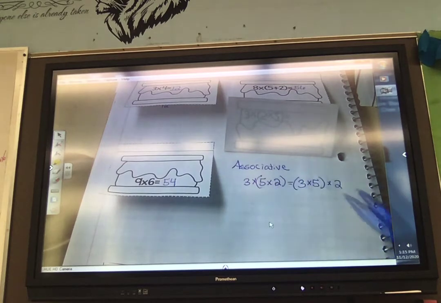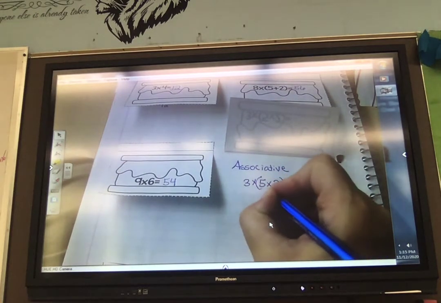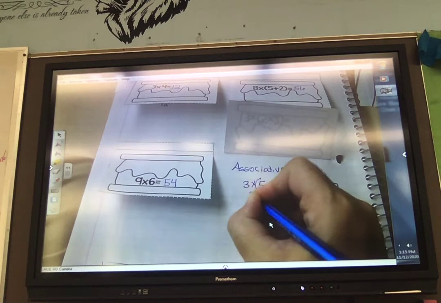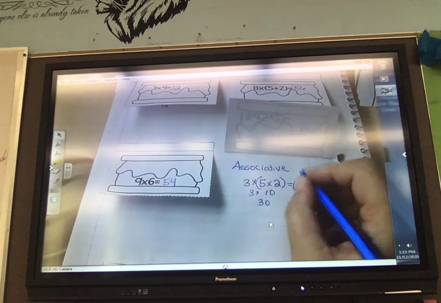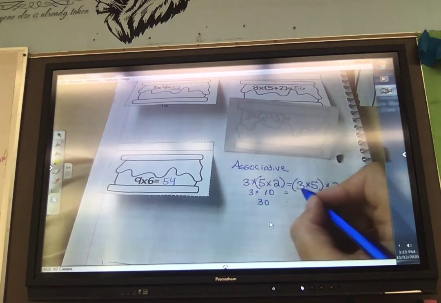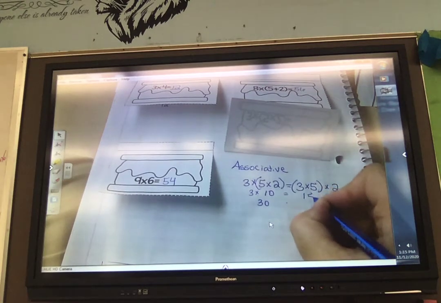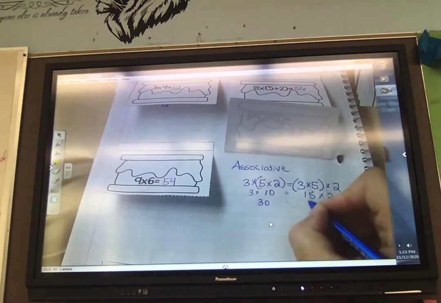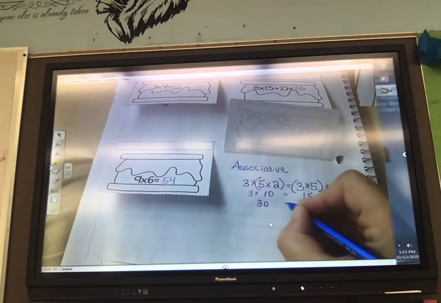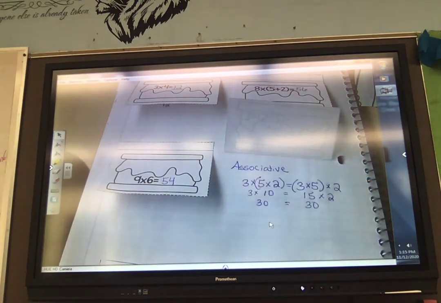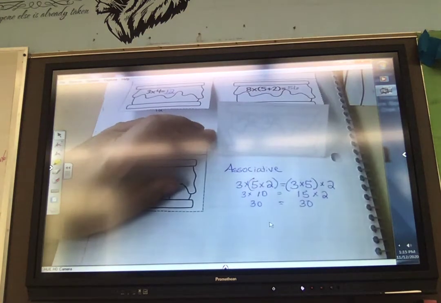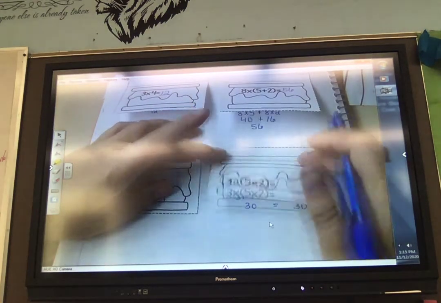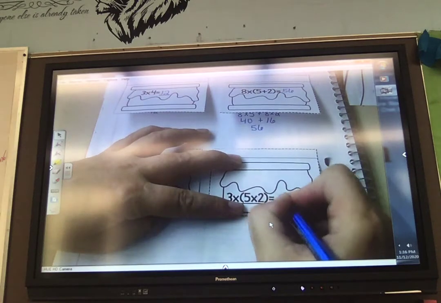If we work out both sides, we do parentheses first. That gives us 3 times 10, which is 30. If I do the other side first, we do 3 times 5, which is 15, and 2 15s is also 30. So we still get 30 on both sides of our problem. The associative property says we change our groups. So our answer to this one, of course, is 30.